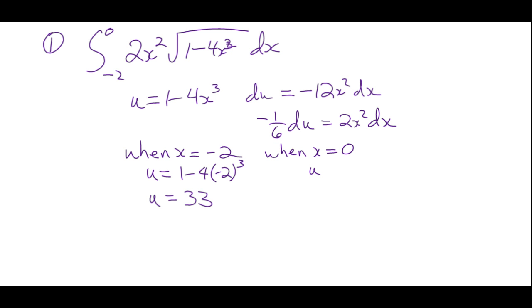And when x equals 0, u is equal to 1 minus 4 times 0 cubed. Yeah, watch your minus sign. u is equal to, well, that's pretty easy, that's just 1, right?